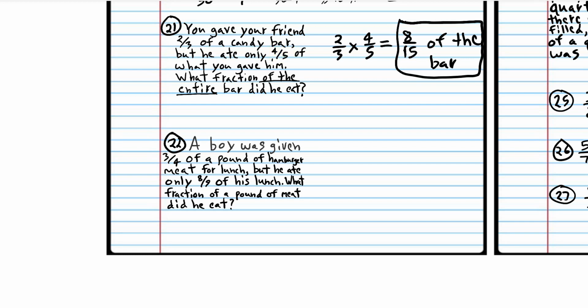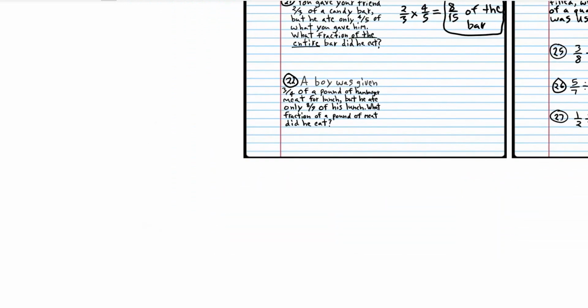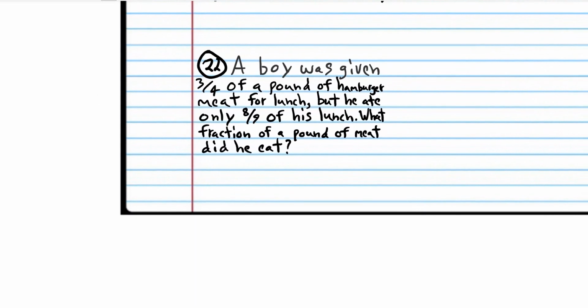That's easy. We were already given that answer. We know that he ate 4/5 of what you gave him. That's not what we're looking for. What we're looking for is what fraction of the entire bar did he actually eat? So if he ate 4/5 of the 2/3, then the fraction of the entire bar that he ate was 8/15. Again, this stuff is not easy to interpret. All right, I'm going to do number 22, and then you can do the next two word problems on your own.